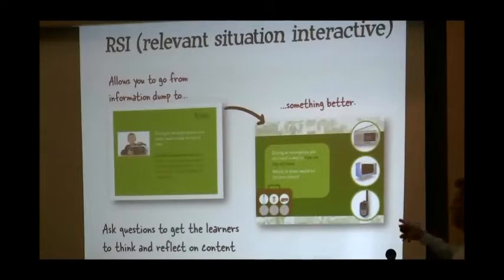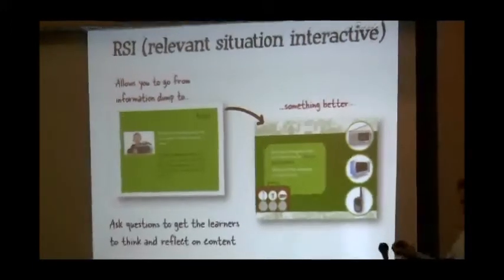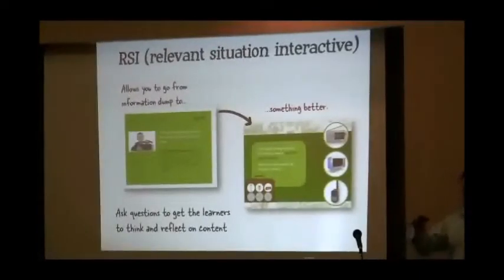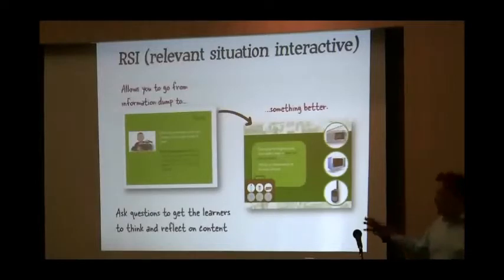So like one of them, for example, and I don't have the time to go through all of them, we call the RSI, or the Relevant Situation Interaction. The idea is that you take what might be your linear content and you convert it to something that's relevant to the learner. So you create a situation where they have to think through the content and then they make choices. I actually have it planned to write this one in probably a couple of weeks.